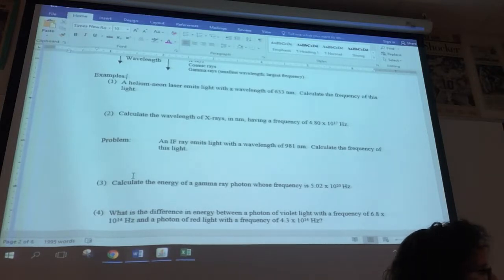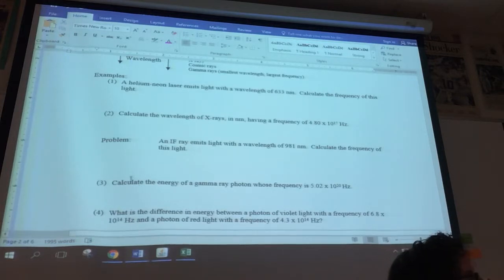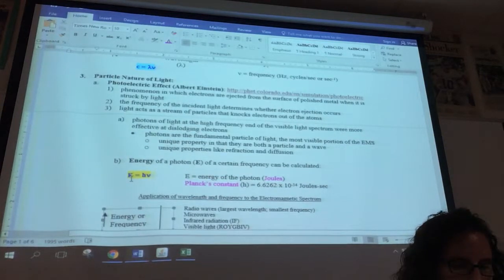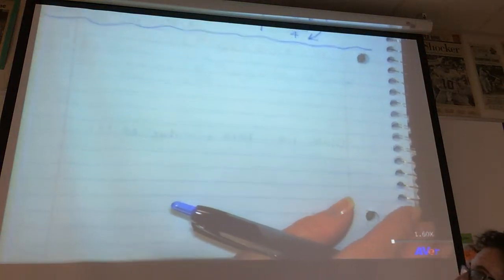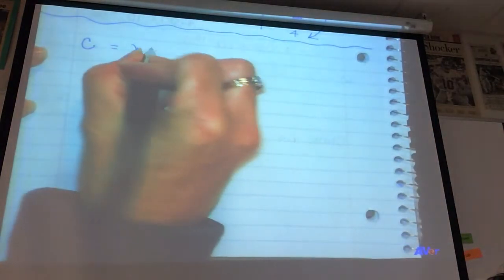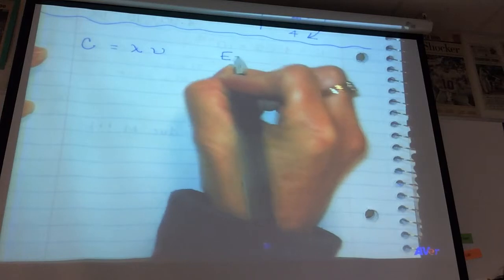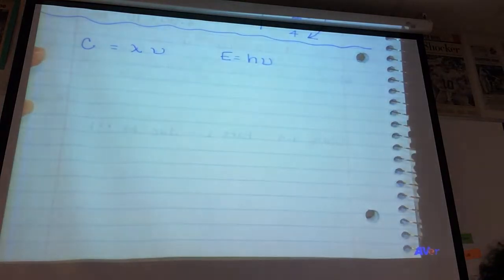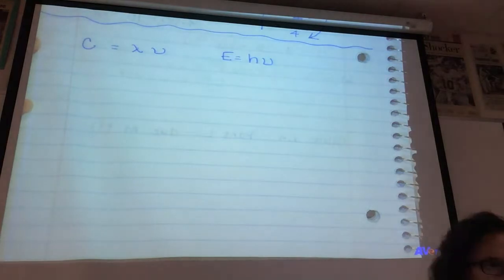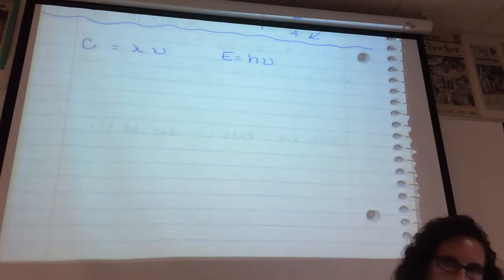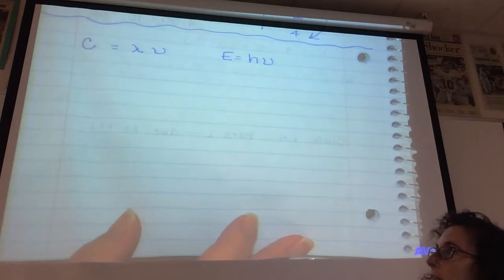All right, we're going to work through a series of problems to explore this relationship. In the first problem, and again, let me write these here on my paper, we're going to be dealing primarily with two formulas, and then we'll derive a third. The speed of light is equal to the wavelength times the frequency, v for frequency. Energy is equal to Planck's constant times the frequency. Those are the two formulas we're primarily going to deal with. We'll derive a third at the end.